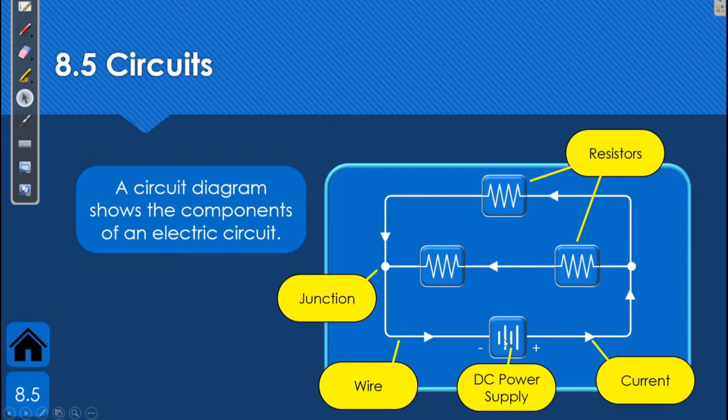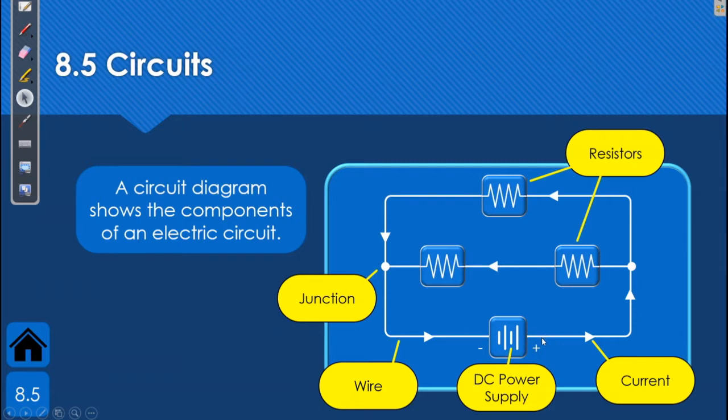This little symbol here represents a DC power supply. DC stands for direct current, which indicates that it pushes electric current in one direction only. The opposite of DC would be AC, which is alternating current, and that's what you get when you plug something into the wall, which causes the electric current to wiggle back and forth 60 times per second in the United States. But we're going to focus mainly on just DC, so this is like a battery.